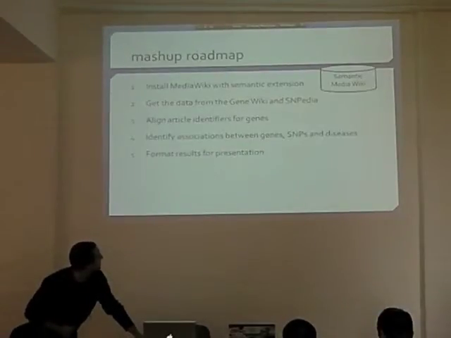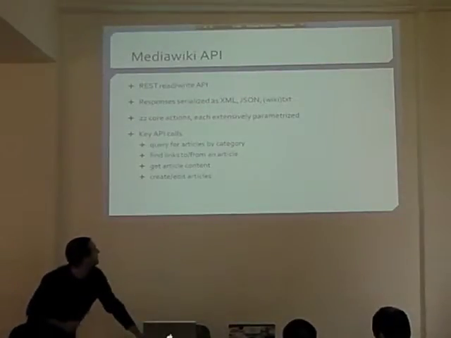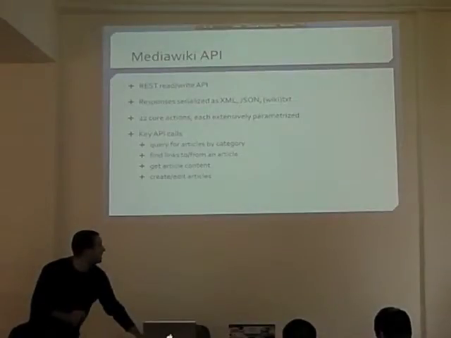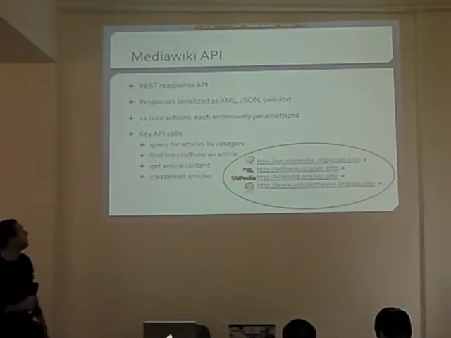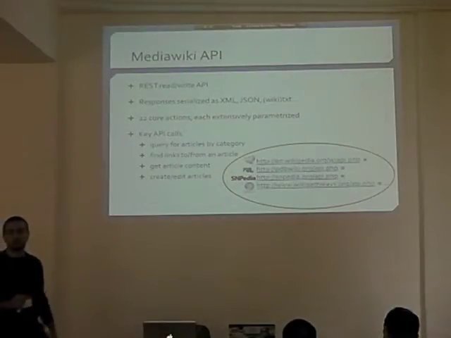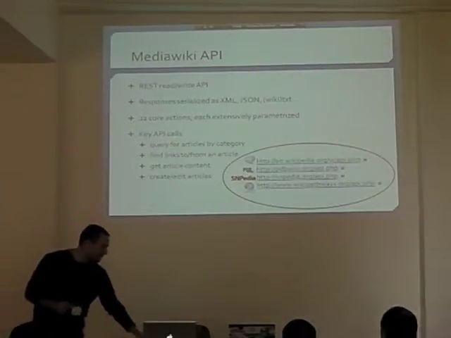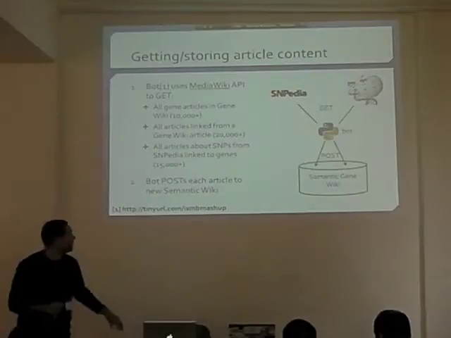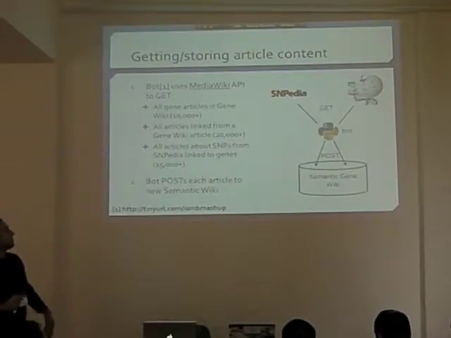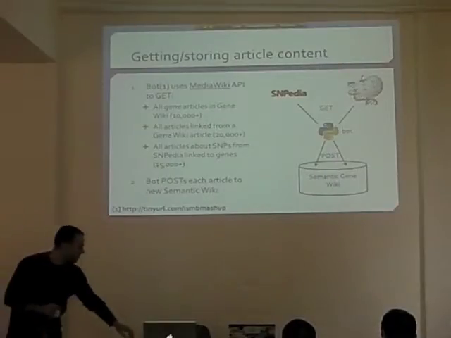Then we basically get the data from GeneWiki and SNPedia. Probably most of you know the MediaWiki API I've been using. It's a very useful tool, but most importantly, the same API is shared across several biological wikis. So this means that the same code can be used over and over again, the same bots. So very simply, this is the way we got the article content, just using the API to get content from the two wikis, and then to write them on the semantic GeneWiki. The code is available.